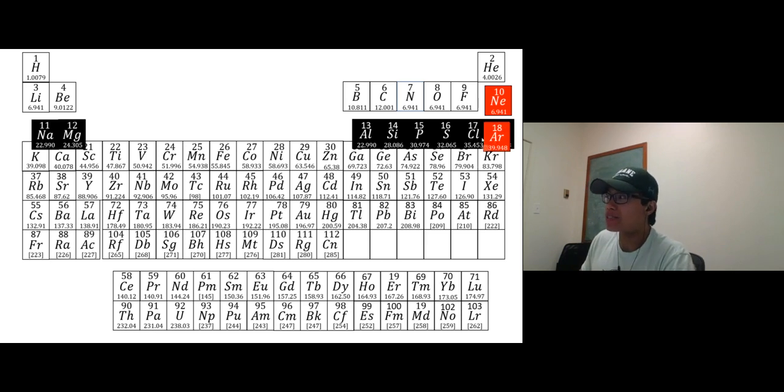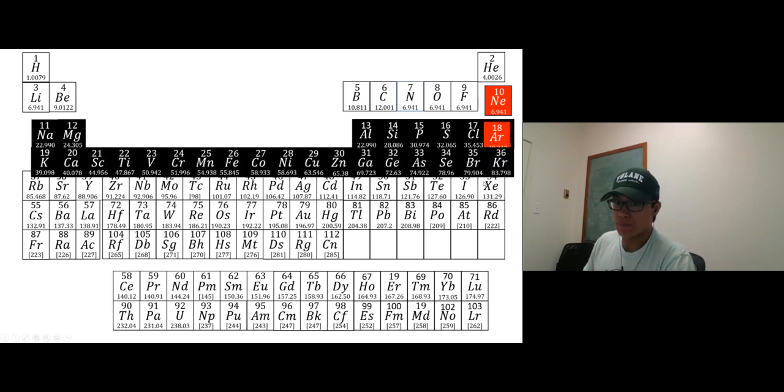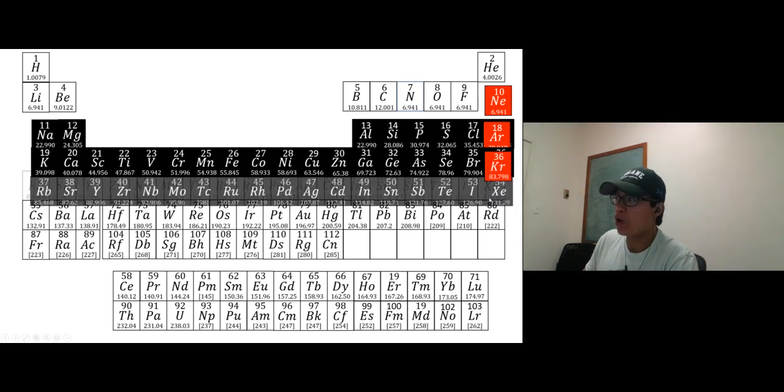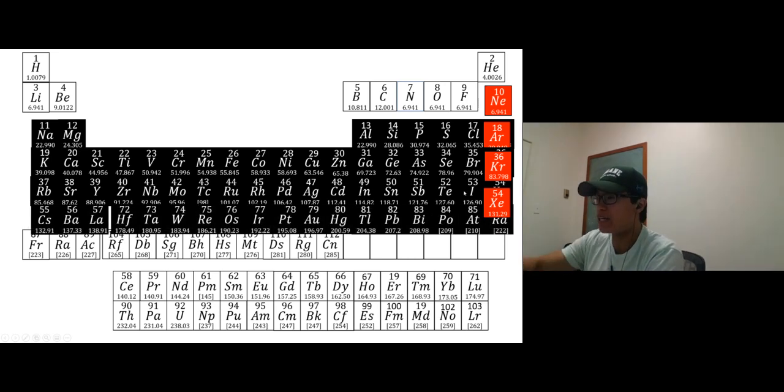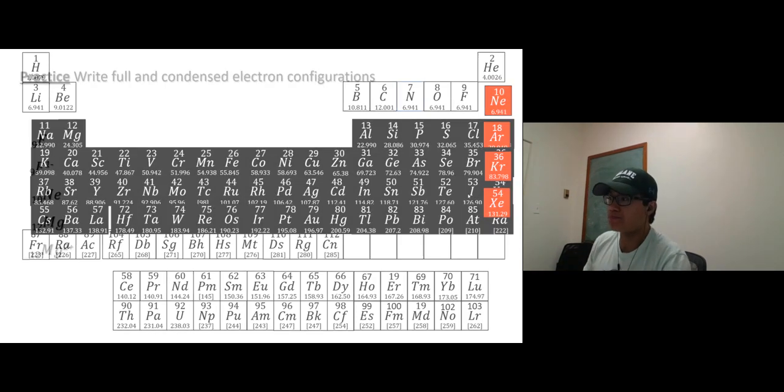So we restart right here. There's a new core. Anything below argon, we use the argon core. Once you get to krypton, you still use the argon core, but anything below krypton, that's your new reference, new core. Anything below krypton, use the krypton core, right? And it just goes like that. Xenon, anything below xenon, use the xenon core. So every time you go down to argon, krypton, xenon, you shorten the electron configuration.